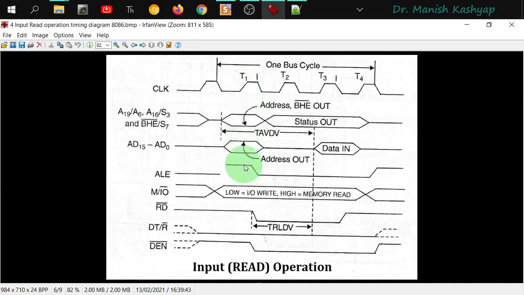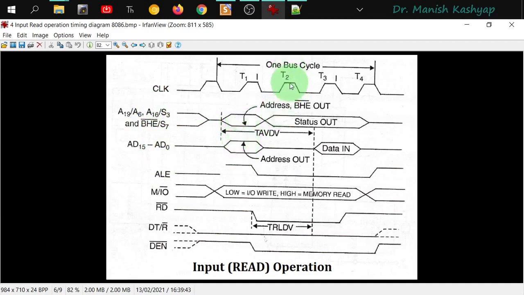Following that, you also have this read signal, which has some status, and we do not care about it in this T1 cycle, right? Similarly, you have these DEN and DT slash R signals. They have some statuses which we do not care about here. After the ALE signal has been enabled, the externally interfaced latches will latch the address, and the address will be provided on AD0 to AD15 as well as on the remaining pins, so that we have the complete address bus. So the address is provided here.